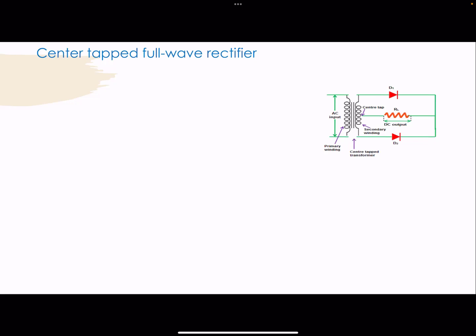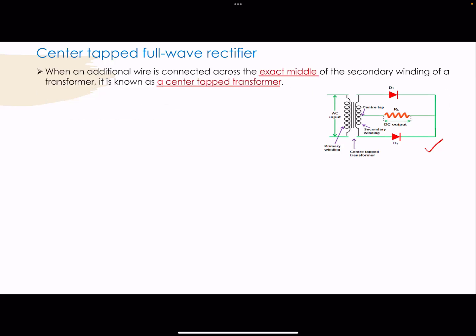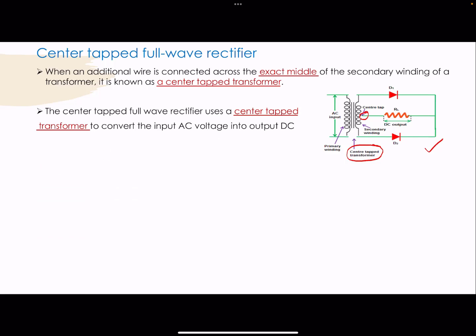Now if you see here, this is a circuit diagram for the center tapped full-way rectifier, in which when an additional wire is connected across the exact middle of the secondary winding of the transformer, then it is known as a center tapped transformer. So that's why in the case of the center tapped full-way rectifier, we make use of a center tapped transformer. And the center tapped full-way rectifier uses a center tapped transformer to convert the input AC voltage into the output DC voltage.